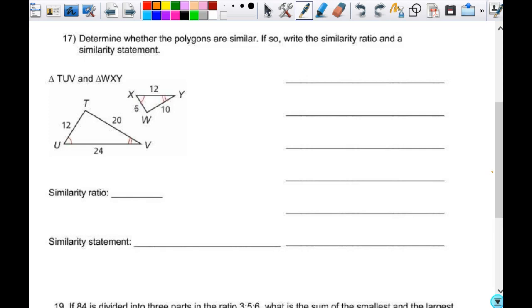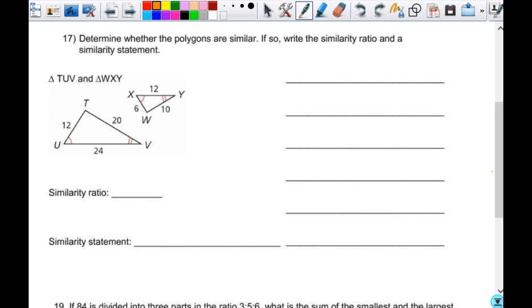Like I could use side, side, side. I could use side, angle, side. I could use angle, angle. I'm just going to go through the whole thing so that you see all the different parts, because depending on the problem, you might have to use some of it and not the other, but that way you can see it all.